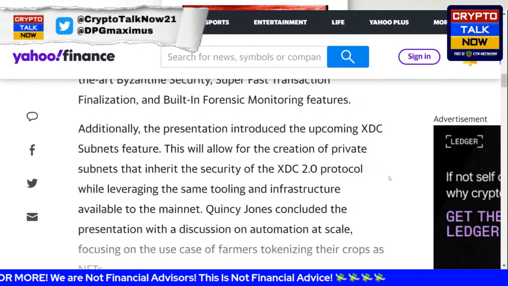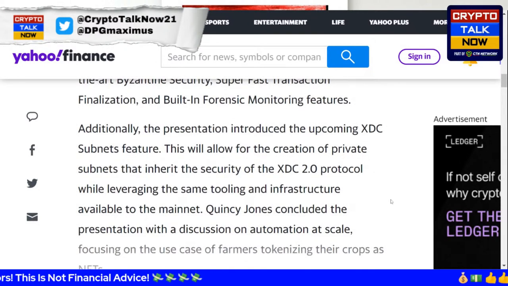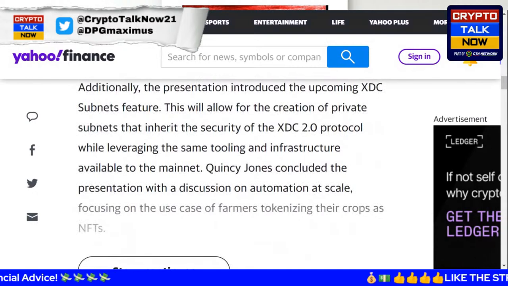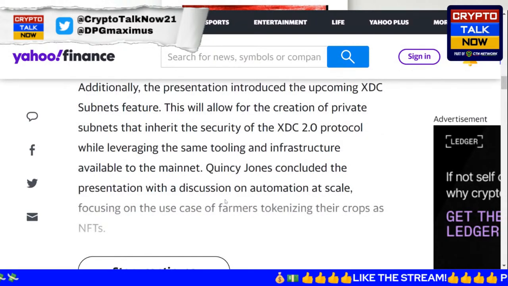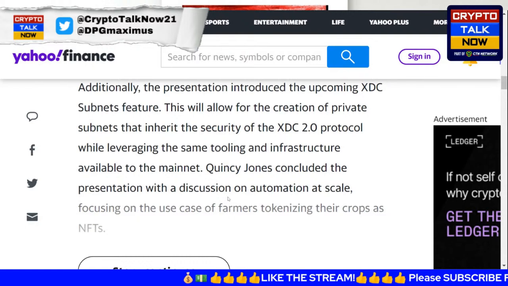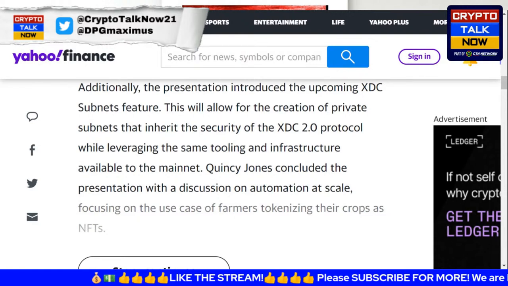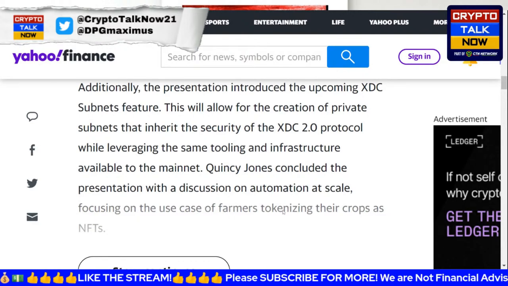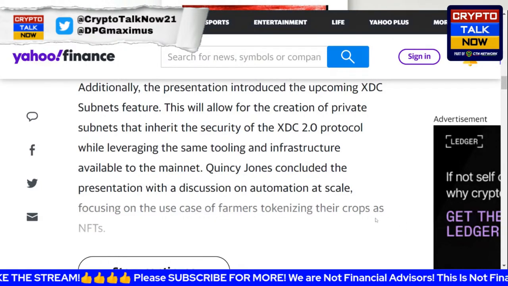At least I would. Additionally, the presentation introduced the upcoming XDC subnets feature. Now, what is this, right? This is what you should be asking. This will allow for the creation of private subnets that inherit the security of the XDC 2.0 protocol while leveraging the same tooling and infrastructure available to the mainnet.